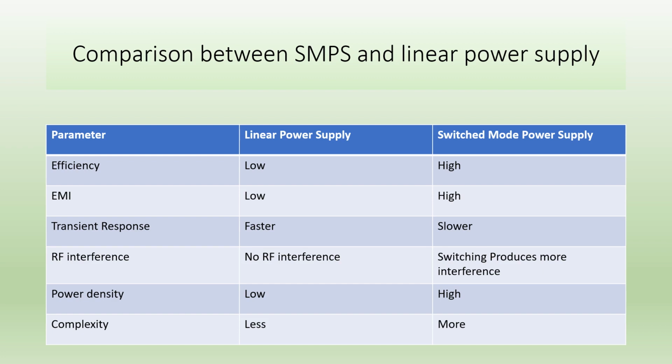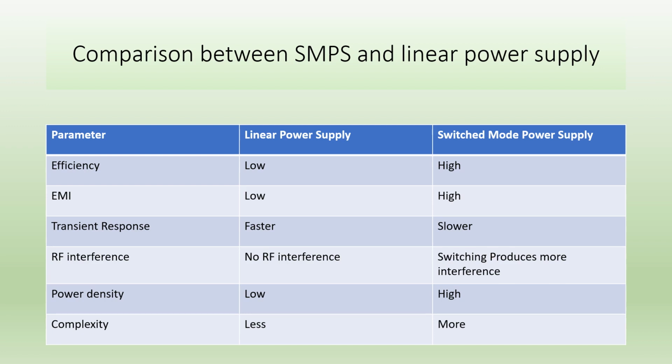These are the advantages and disadvantages. But why are we choosing SMPS over the linear power supply? So basically two parameters. One is the efficiency and second one is the power density. Now what is the power density? Power density is total power upon the area. So in simple words, we can say the size of the SMPS.